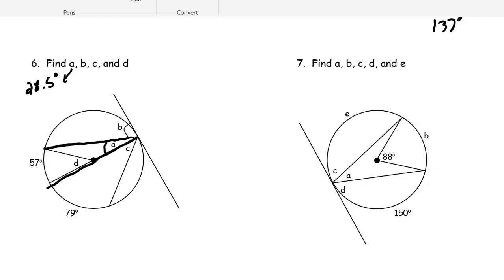Okay, same with C. So if we go from here to here, if we know that this is 79 degrees, angle C would have to be 1/2 of the arc that it's creating, which is the 79. So we do 79 divided by 2.